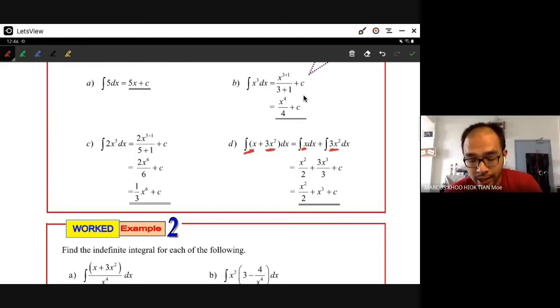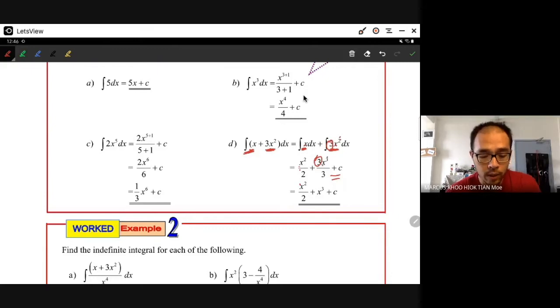Okay, and so this x will become x squared over 2, and then the 3x squared, 3 we just keep as it is, and then x squared will become x cubed over 3. And then wherever you can, try to simplify. Don't forget the plus c at the back.